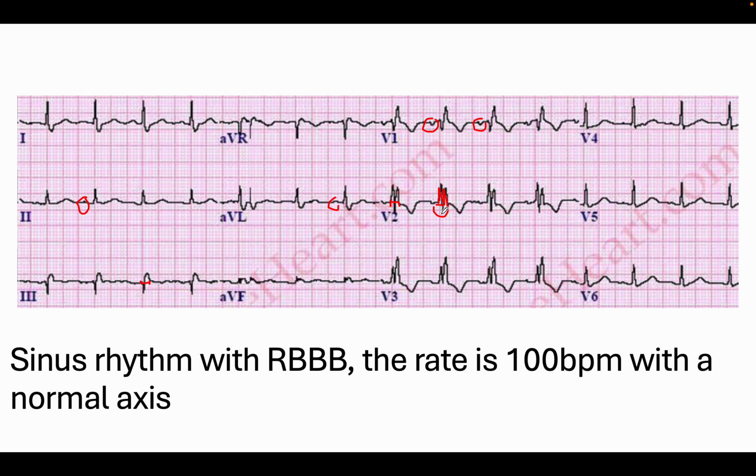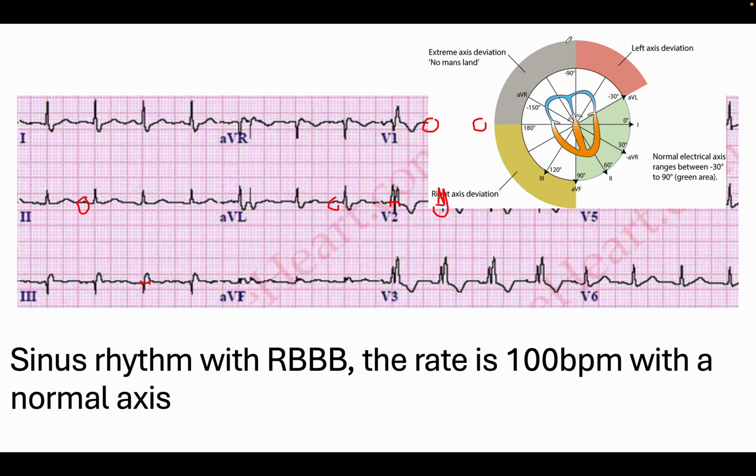not working properly. Then if you were to work out the R to R interval and do 60 divided by the R to R interval, you'd get 100 beats per minute, which is borderline nearly sinus tachy. And then if you were to work out the axis, you'd get normal axis.